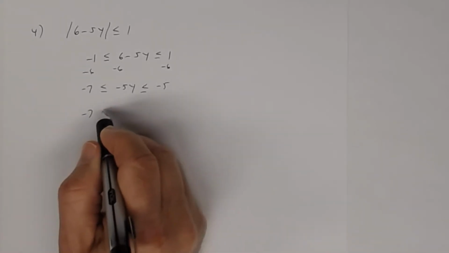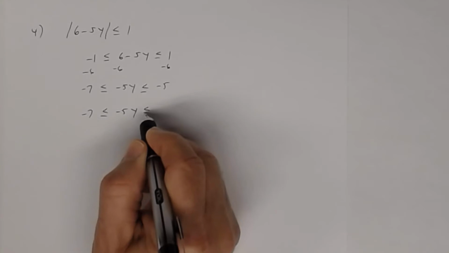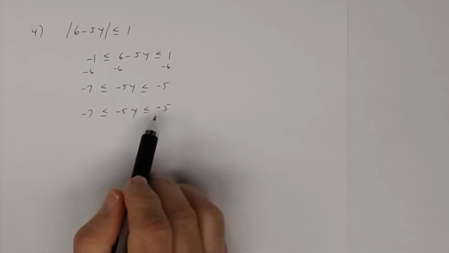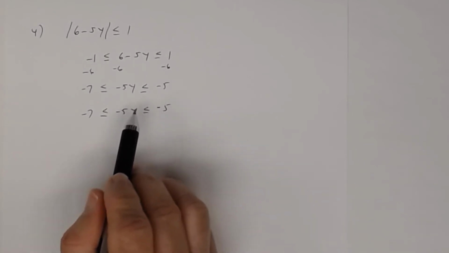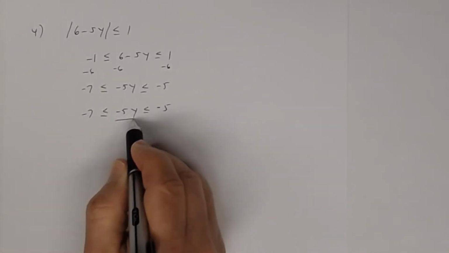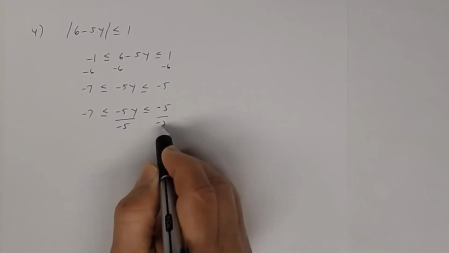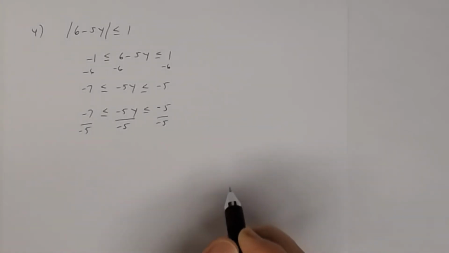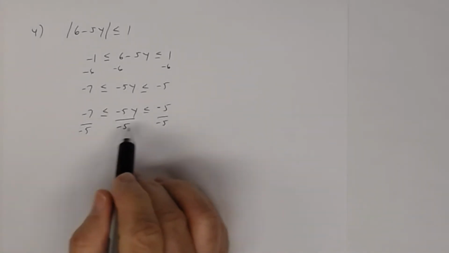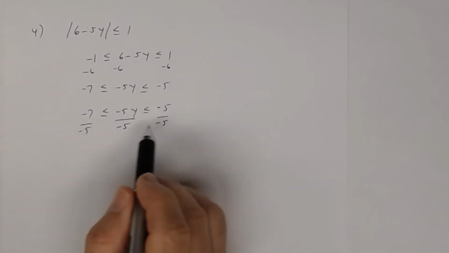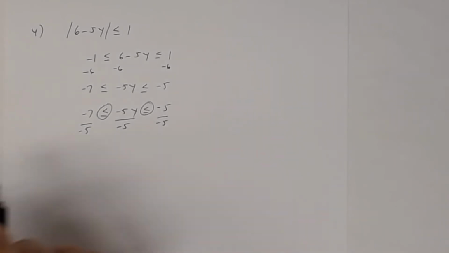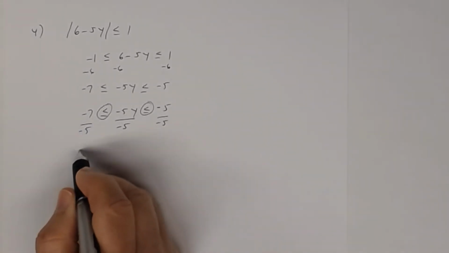Okay, but remember, and this is important, I'm going to write this over again. Remember, when you divide both sides of an inequality by a negative number, you have to reverse the inequality symbol. So at this point, I'm going to divide all parts by -5. You saw that in a previous lesson. When you divide all parts by a negative number or multiply by a negative number, you're going to have to reverse these inequality symbols. So -7 divided by -5 is a +7/5.